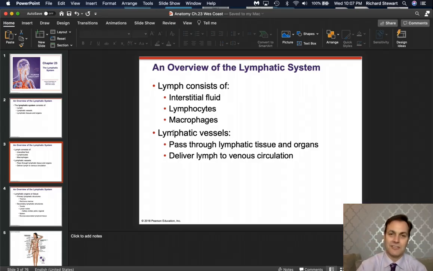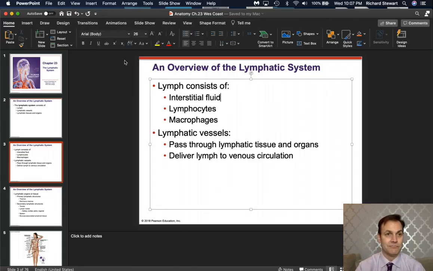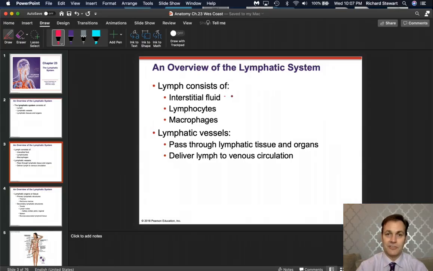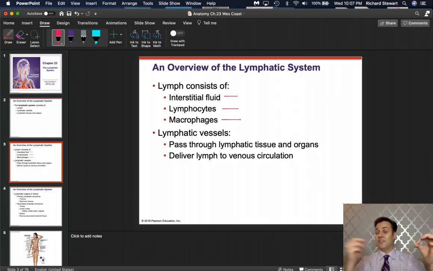Okay, so I already mentioned interstitial fluid. Lymphocytes are the white blood cells. Macrophages are white blood cells that are not lymphocytes. They were made in the bone marrow, so they're myeloid. Our lymphocytes were made in the bone marrow, but the T lymphocytes went to our thymus and they matured.